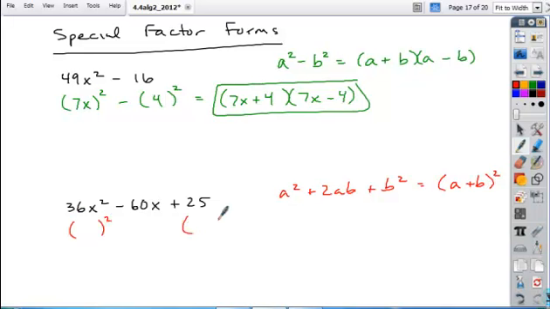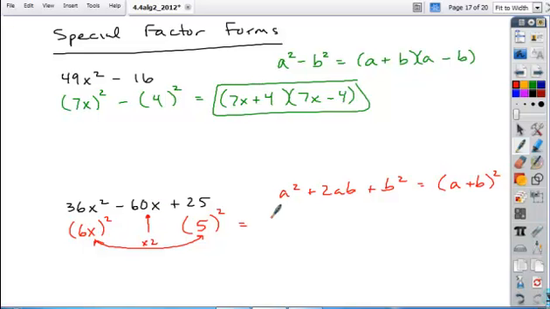So again, kind of looking at this example here, 36x squared is the base 6x, quantity squared. 25 is the base 5 squared. If you take the product of these two bases and double it, do you get this middle term's value? So 6x times 5 is 30x. When you double that, do you get 60x?